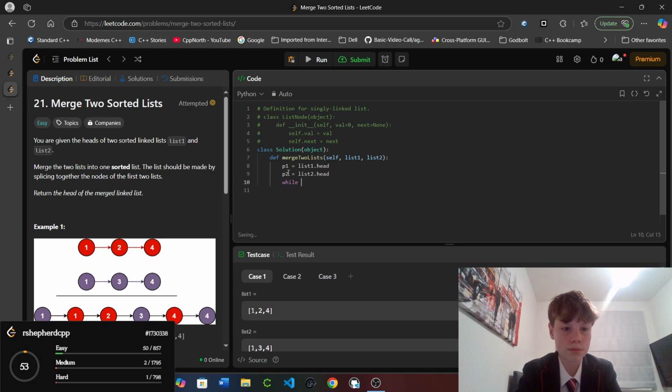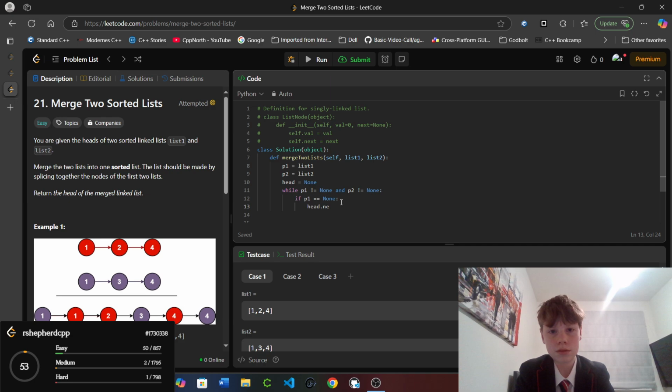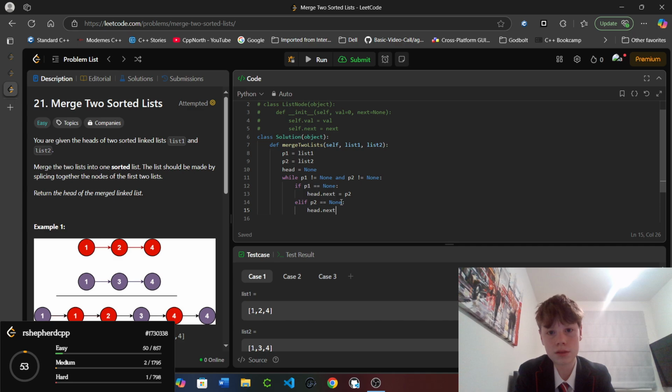Okay, so this should just be head equals, so that would mean we do head.next equals P2, and if P2 is equal to none, head.next equals P1.